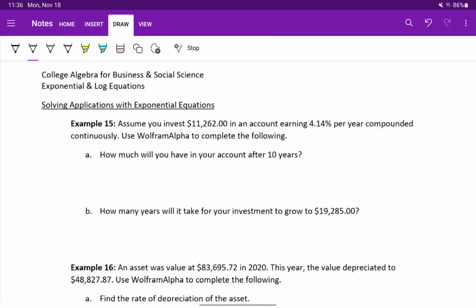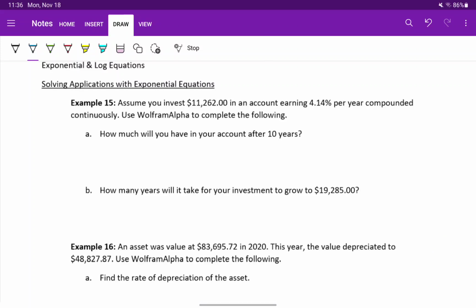In examples 15 and 16, we want to start looking at applications of exponential equations. Specifically in example 15, we assume we invest $11,262 in an account, earning 4.14% per year compounded continuously. We want to use Wolfram Alpha to complete the following.